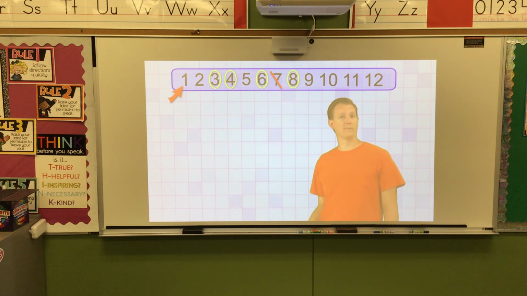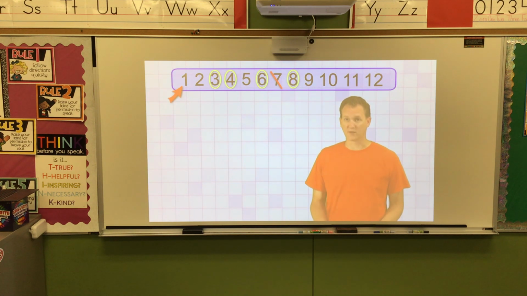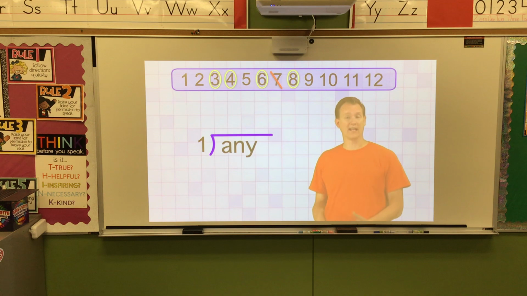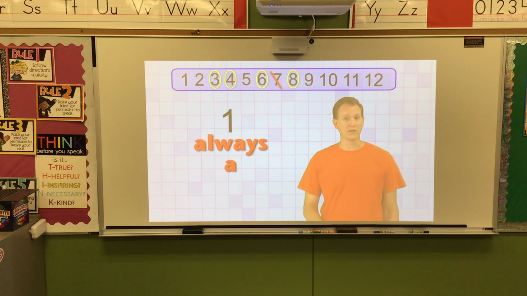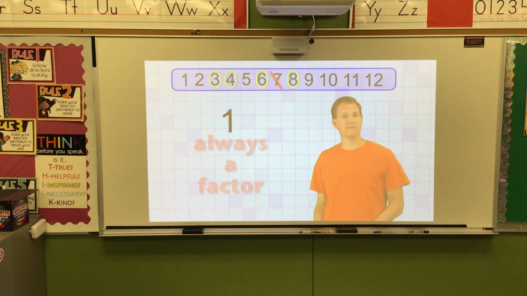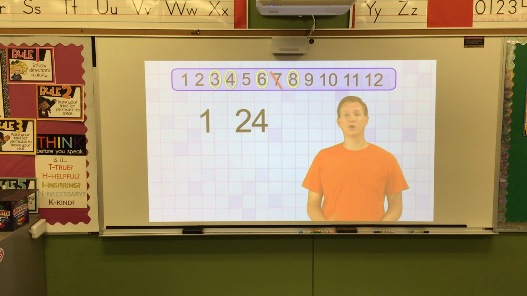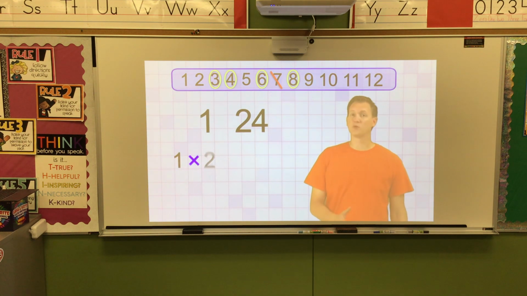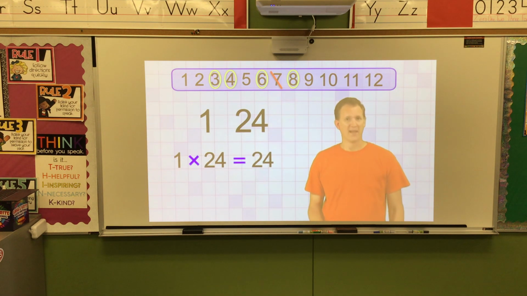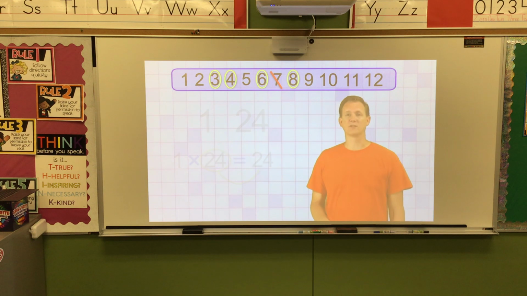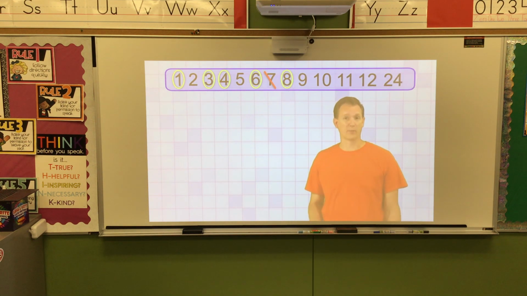Let's start with 1. Well, of course 1 is a factor, because 1 will divide evenly into any whole number, so 1 is always a factor. And since 1 is a factor, that means 24 is also a factor, because 1 times 24 equals 24. It might seem weird that a number is always a factor of itself, but it's true. Knowing that helps you get started listing the factors, because you can always include 1 and the number itself.